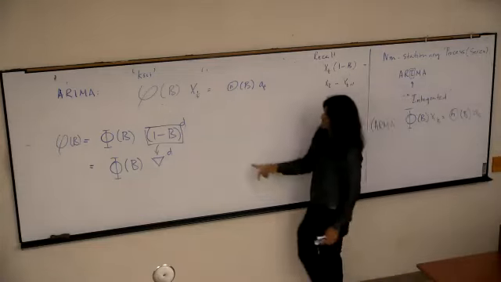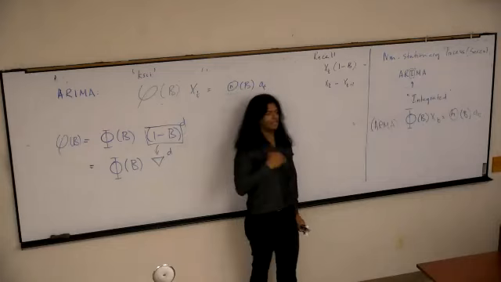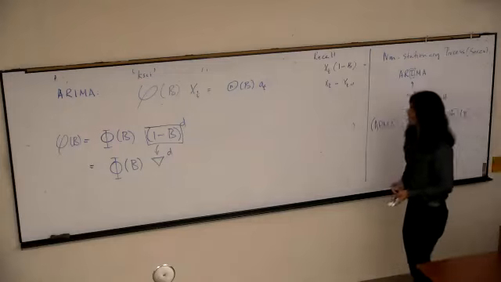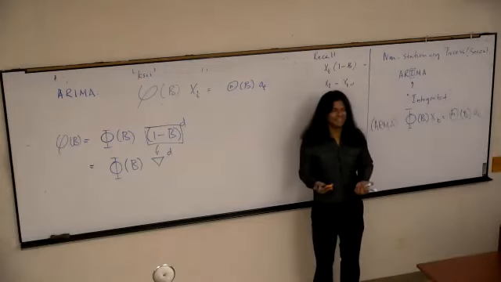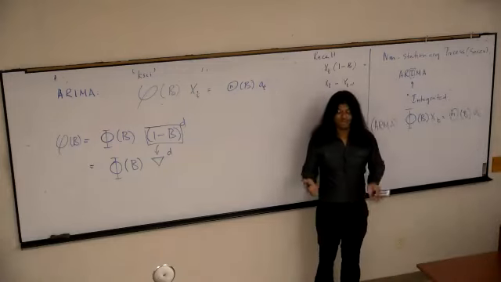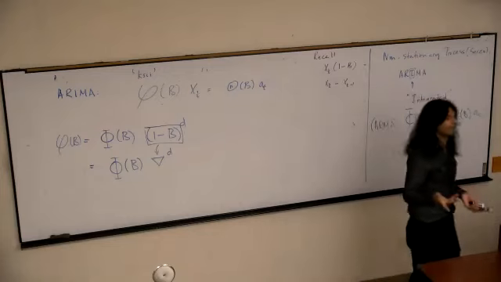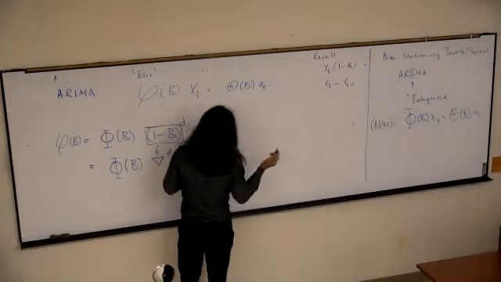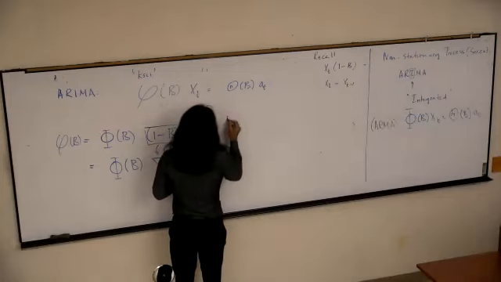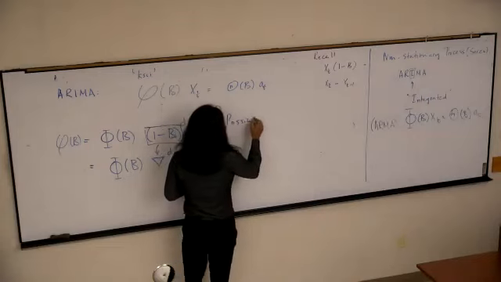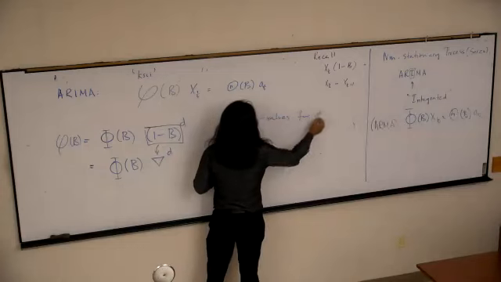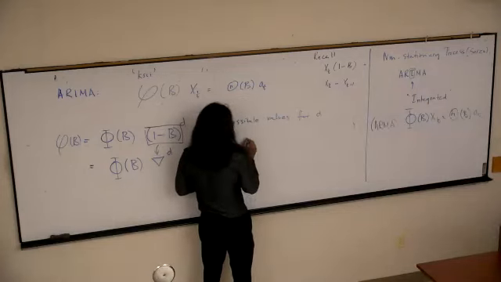That d is the order of the integrated part. Oftentimes, d doesn't exceed, say, 4. I'll be surprised if it went past 3. So common values are 0, 1, 2. Usually, d could be 0, 1, 2.